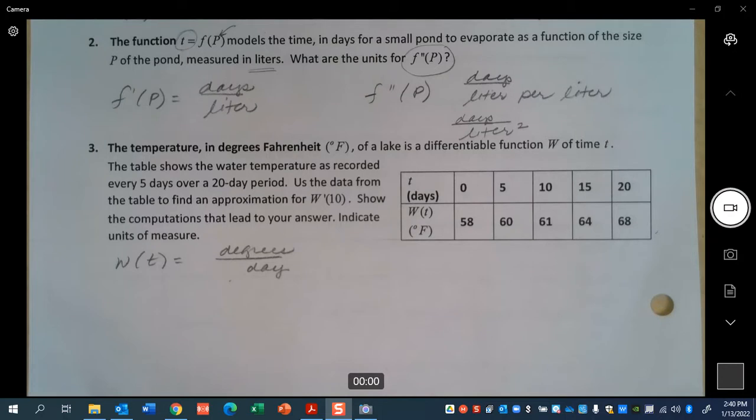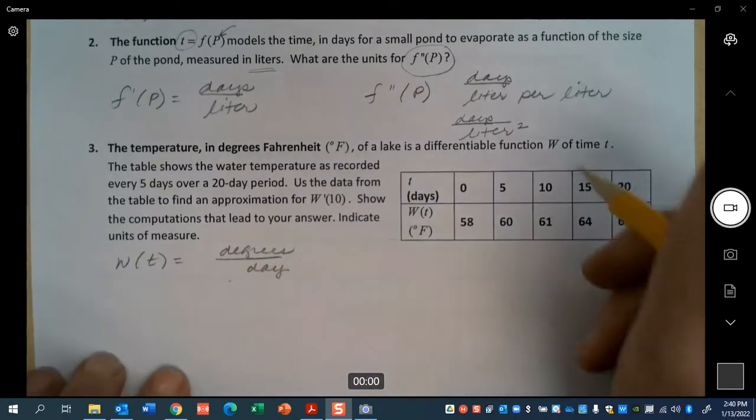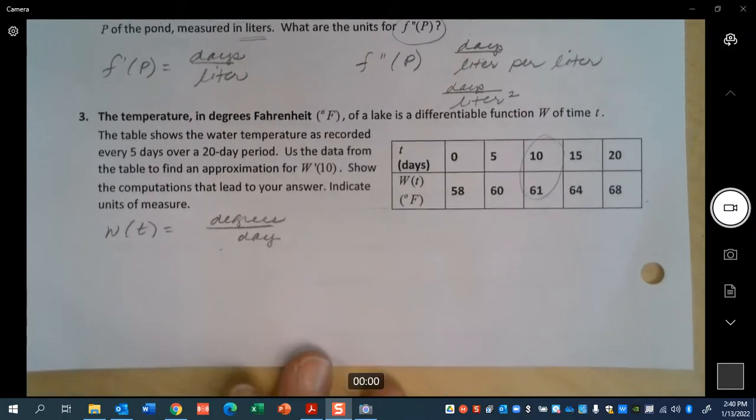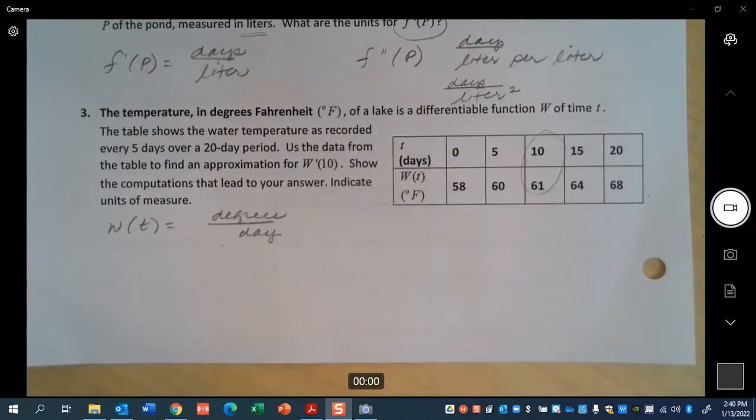I'm looking for an output for 10 days. Why can't it be 61? Why can't it be 61 degrees? Say that again? That's the total. Yeah, that's how hot or cold it is. I'm looking for what? The rate of change. So if we want to know 10 days, talk with your group about what might be a good approach.